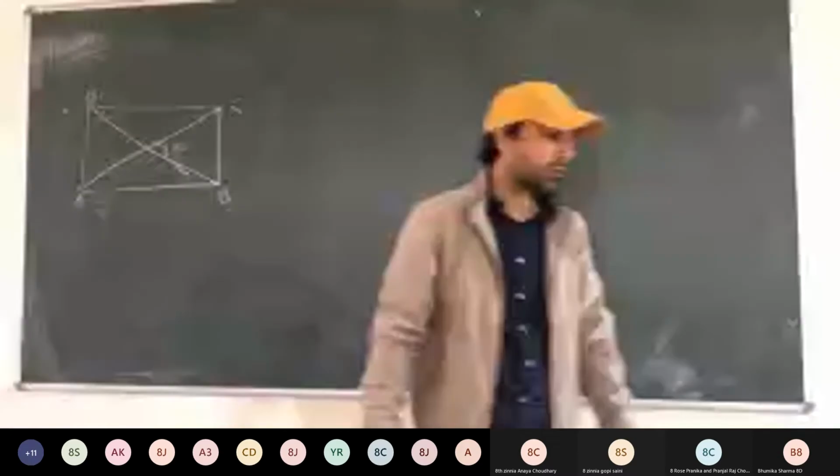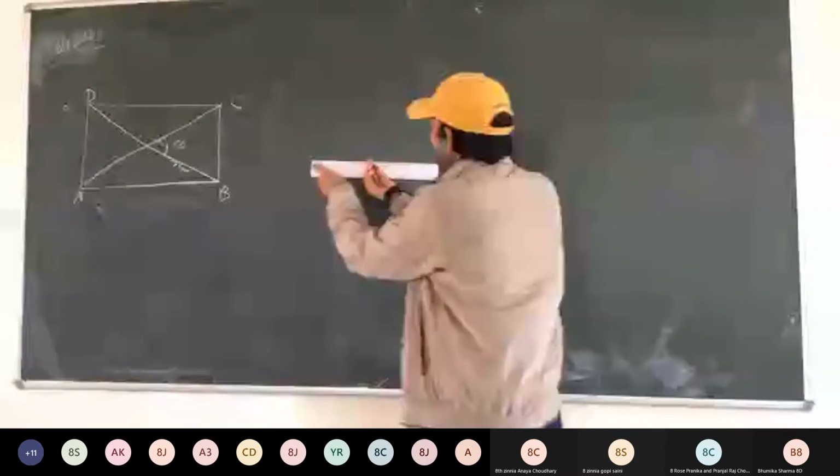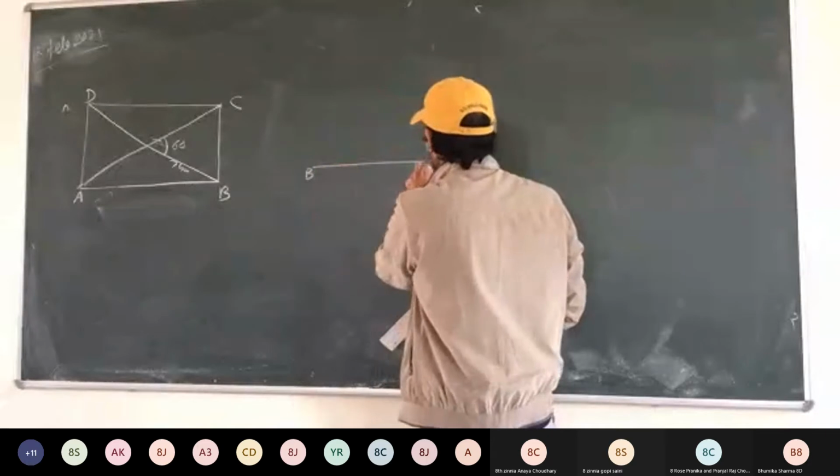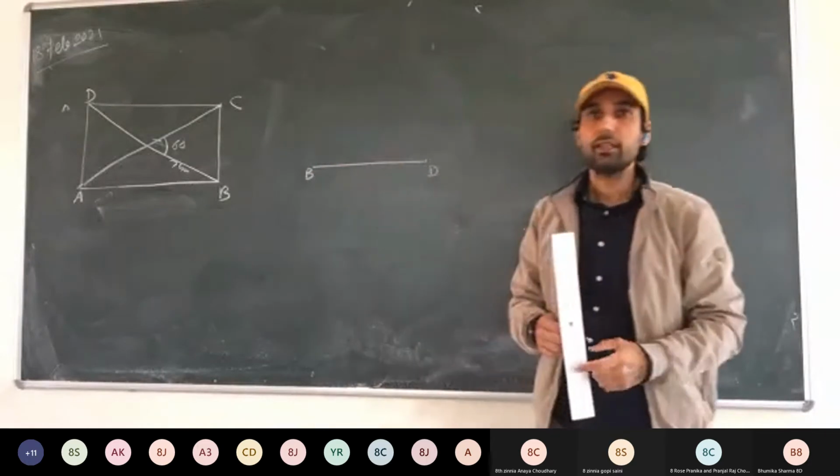First, we'll be drawing the diagonal. So draw a line equal to 7 centimeters. We have drawn BD.